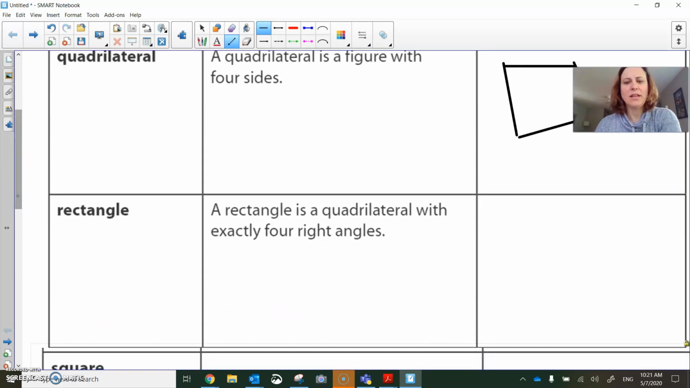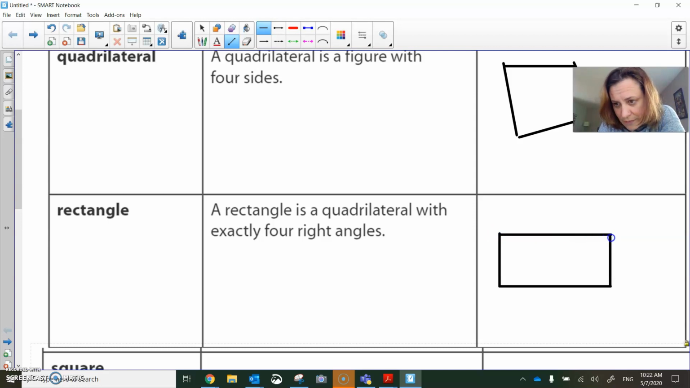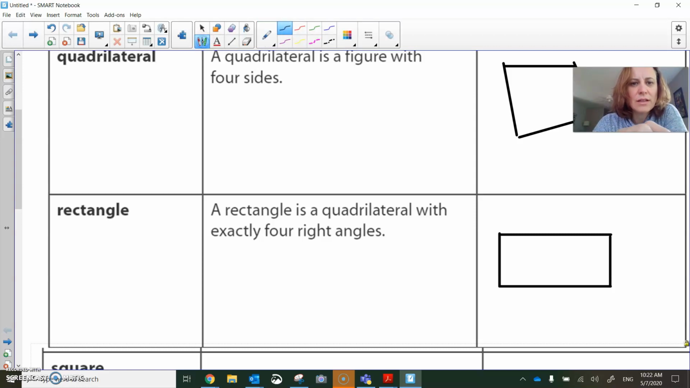A rectangle is a four-sided figure and all four angles have to be 90 degrees. Now, technically that means that this could be a square, because a square also has four 90-degree angles. But that's what a rectangle is. And the way that you show that it's 90 degrees is you put a little square mark in the corner, which shows that they're 90-degree angles.